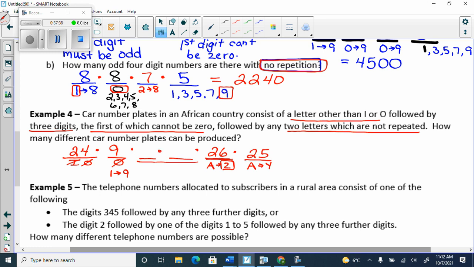Are there any restrictions on the 2 middle blanks about digits or anything like that? No. So they can be 0 to 9, both of them. And it doesn't say they can't repeat or anything. 0 to 9 is how many options? 10.